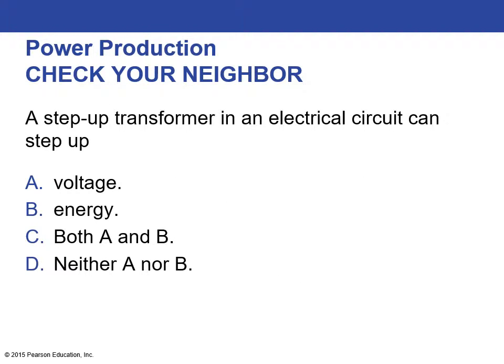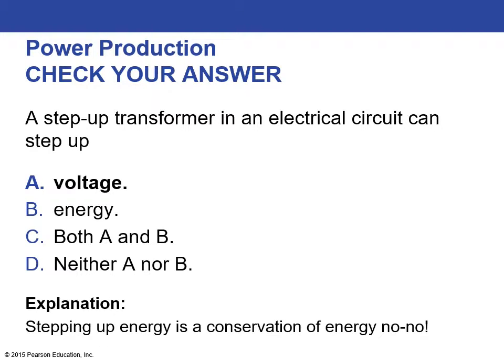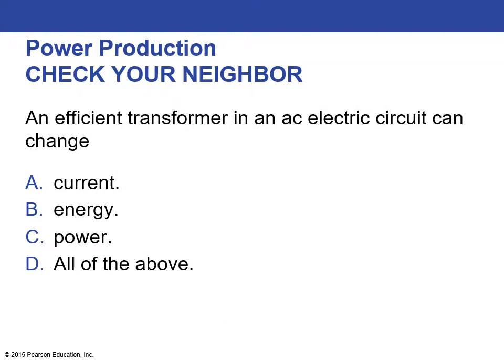So let's do a review question. A step-up transformer in an electrical circuit can step up voltage, energy, both A and B, or neither A nor B. And the answer is voltage. Stepping up energy would violate conservation of energy. Again, you can't create energy, but you can create voltage.